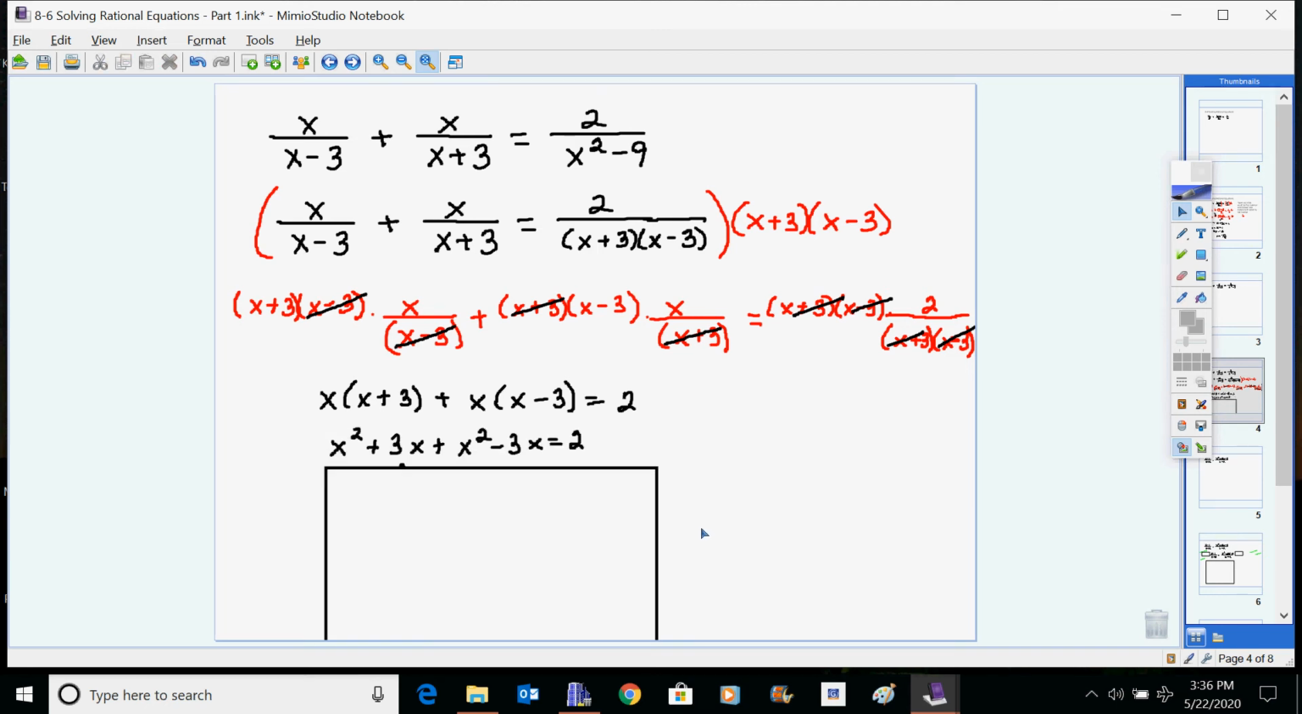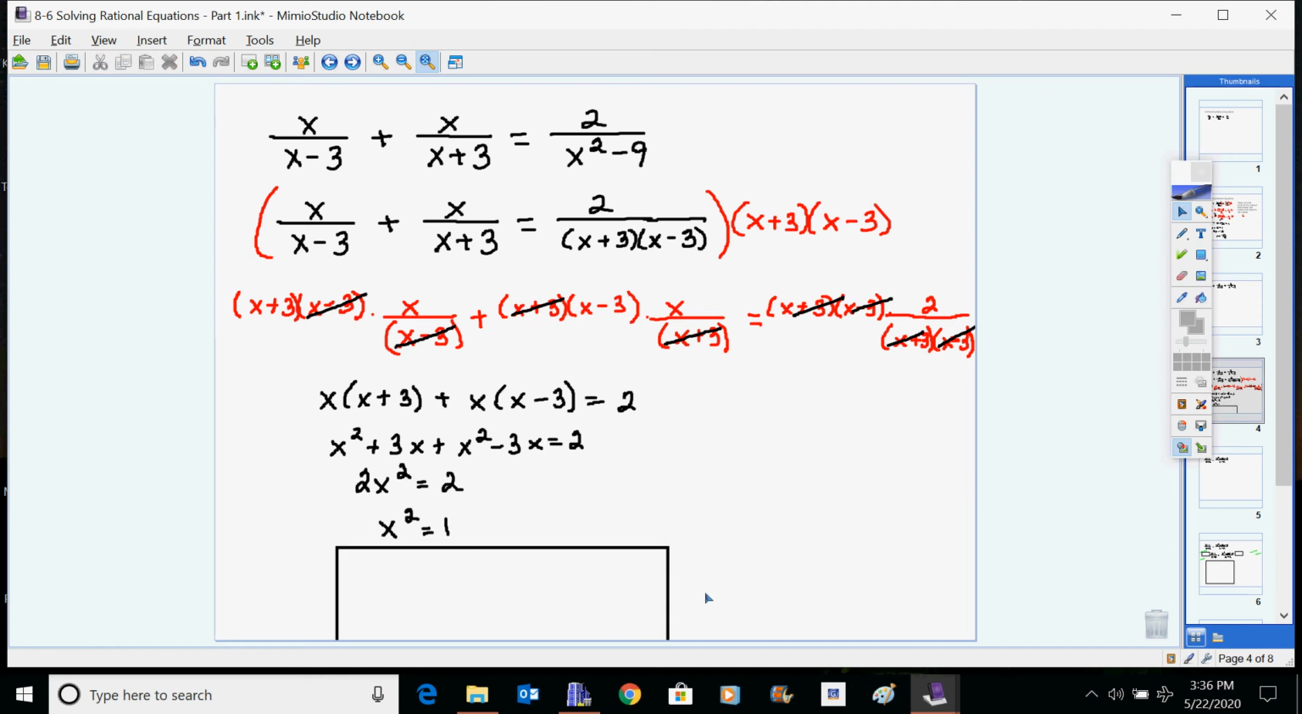Distribute like you know how to do. We now have 2x squared and it equals 2. Because when we put the like terms together, 3x minus 3x is 0. If I divide both sides by 2, I have x squared equals 1. That's convenient because now you're trying to figure out what number squared can equal 1. And there's 2 of those, x equals 1 or x equals negative 1.